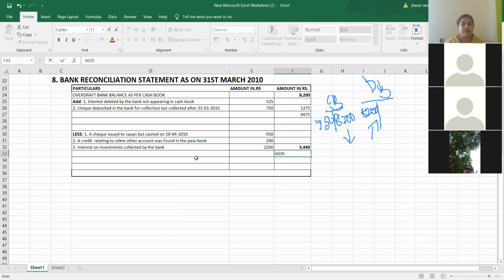So this is the overdraft bank balance as per passbook. And that's it. Is it clear, everyone?